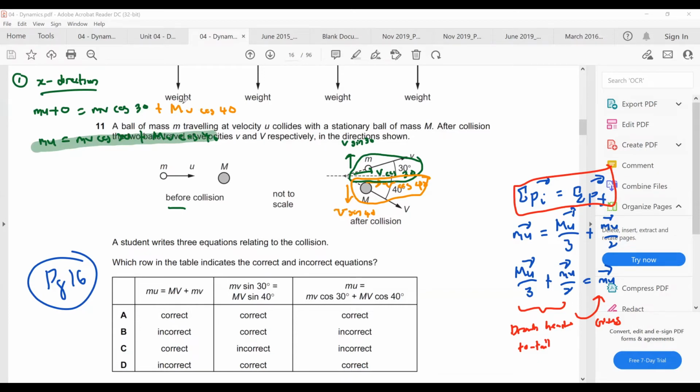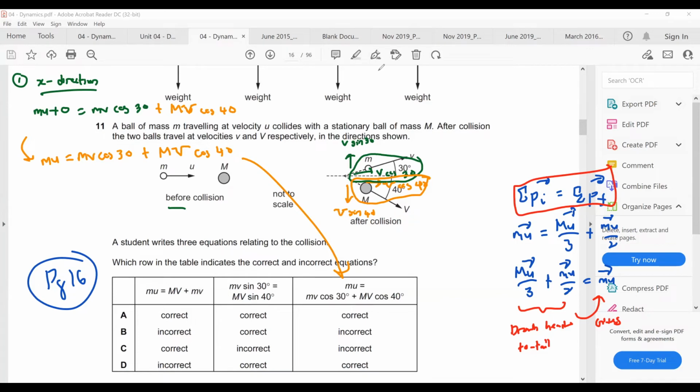All right. This is the big V. Let me just erase this. The problem with this question is that they use the same alphabet, but then it's mu equals to mv cos 30 plus mv cos 40. That is actually this one here, right? So it should be correct.